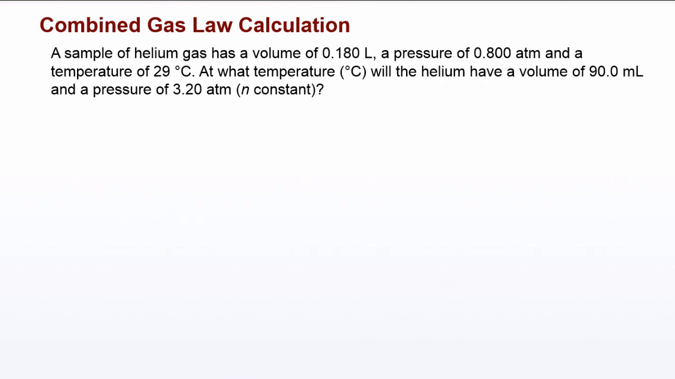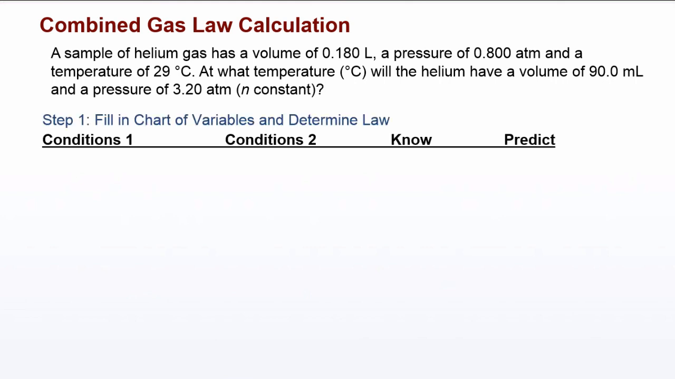So here's an example of a question that we could do. As always, we want to fill in our chart of variables and then determine what the law is going to be. So we've got a sample of helium gas, and it has a volume of 0.180 liters. So this is the initial condition. It starts at a pressure of 0.8 atmospheres. And it starts at a temperature of 29 degrees Celsius.